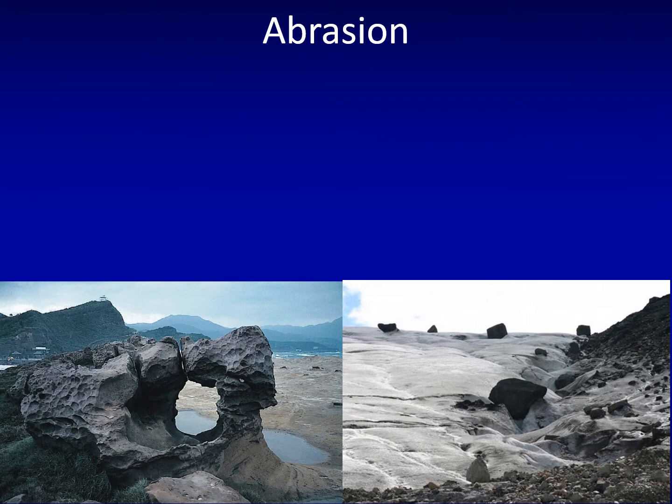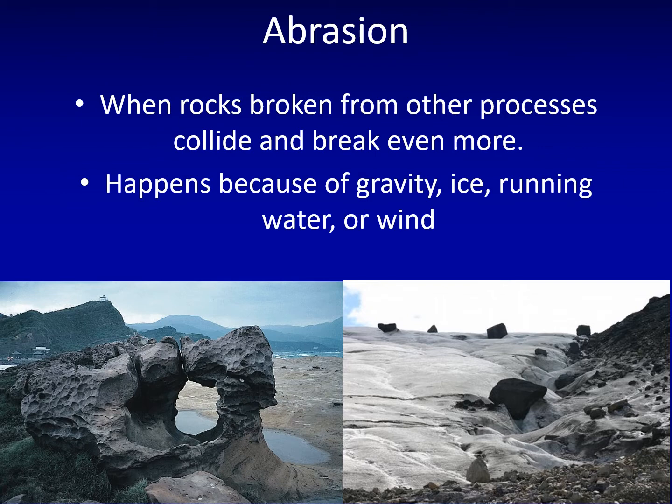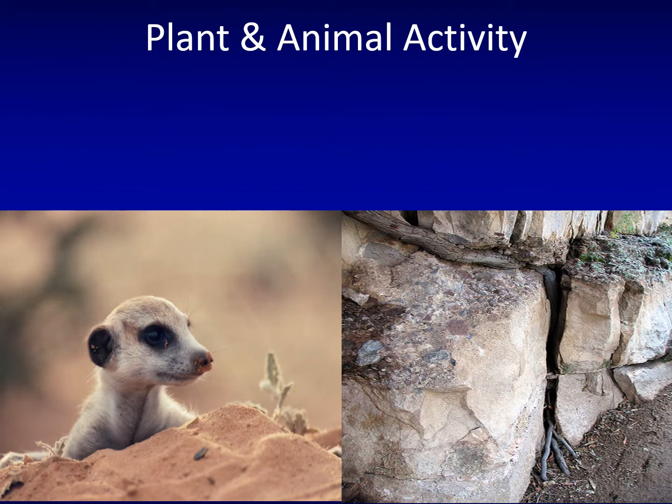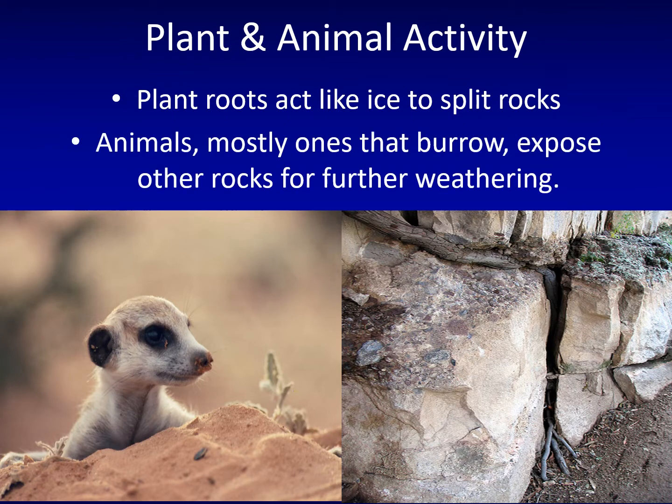Abrasion is another form of mechanical weathering in which little grains are basically smashed into one another, and as they collide, they break into even more smaller pieces or rounded out areas. Abrasion happens because of gravity, ice, running water, or wind, but all forms of abrasion are mechanical weathering. Plant and animal activity also breaks up rocks physically. Plant roots act like ice to split rocks. And animals, mostly the ones that burrow, expose other rocks for further weathering.